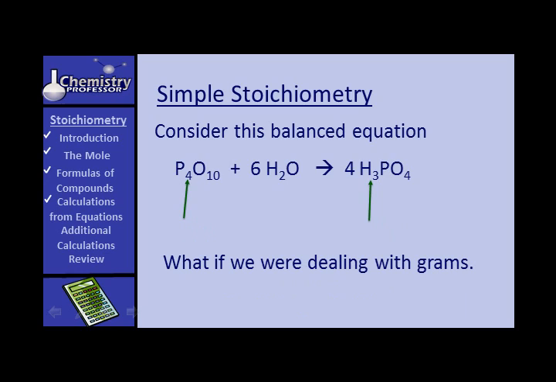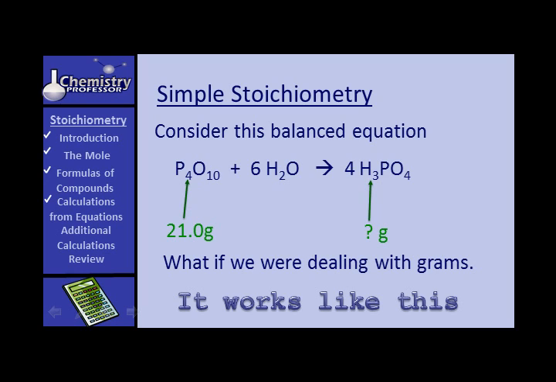But what if we were dealing with grams? What if we weren't given moles? We were given grams. Well, let me show you the way it works. Let's take a situation in which we have 21 grams of P4O10, and we have plenty of water, and we want to know how many grams of phosphoric acid would be produced. This is the way it works.